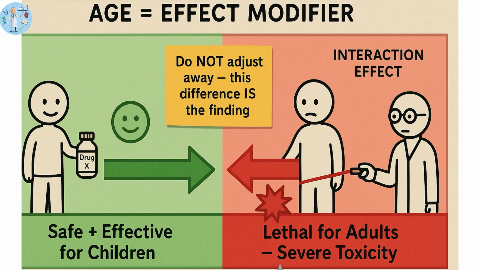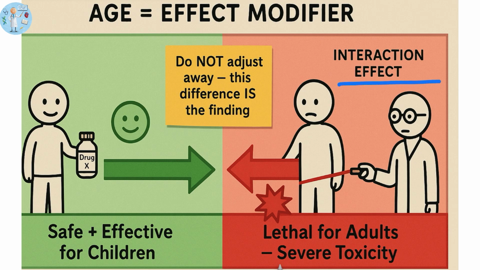It is the story, which means you do the exact opposite of what you do with confounding. You do not get rid of it. You highlight it. You report it. If you try to adjust it away, you're literally erasing the most important finding of your study. That's why the other name for it is interaction, right? The two factors are interacting with each other.